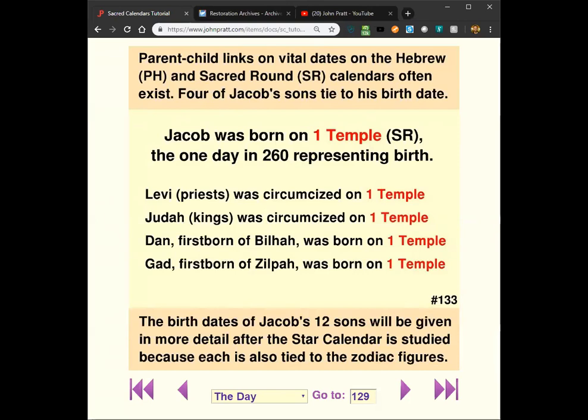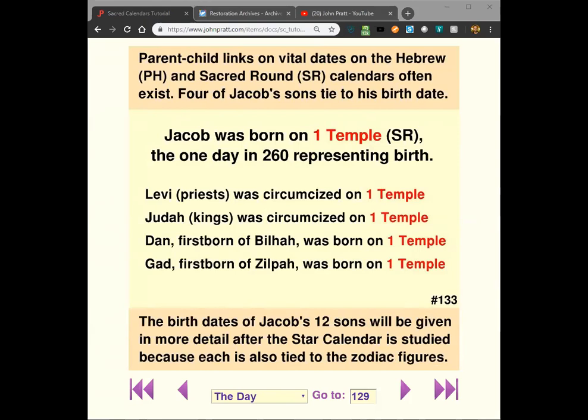So parent-child links on vital dates on the Hebrew and sacred rounds often exist. And when I learned about star calendars, it'll be in star calendars too. That's because those are the important calendars, but the other calendars aren't even used for birth dates. They're not usually even holy days, like the Enoch calendar. It's used for other things.